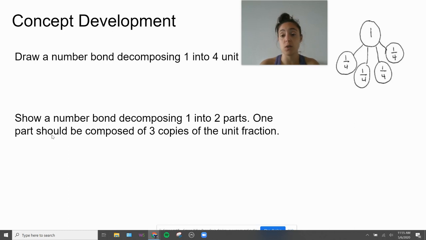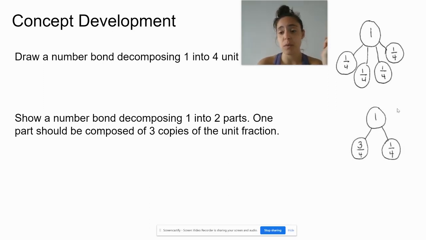So one of my parts should be composed of 3 copies of the unit fraction. I look up here, this is 1 copy. 1 circle, 1/4, is 1 copy of the unit fraction. So I need a group of 3. So when I do my number bond, I have a group of 3 as 3/4, and then I have 1/4 left over.